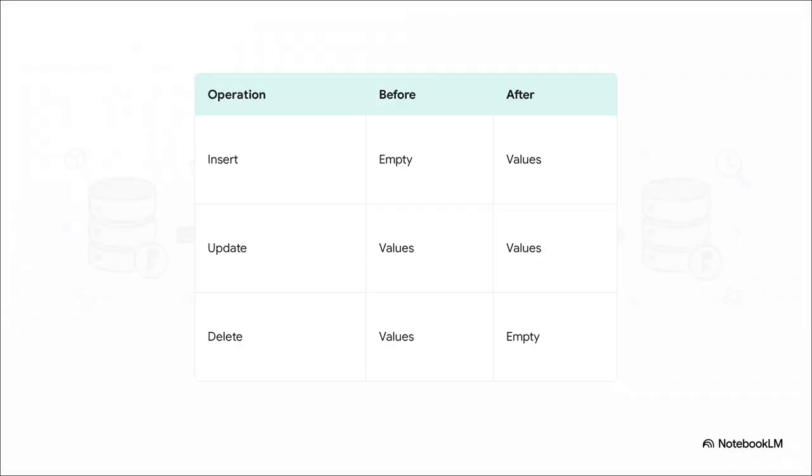Now that we've got data flowing into Kafka, let's talk about what these event payloads actually look like. Notice the incredible clarity Debezium provides here. Every change event carries rich, structured information. For an insert, the before state is naturally empty, and the after state contains the new values. For delete, the before state has the values, and the after state is empty. But look at the update operation.